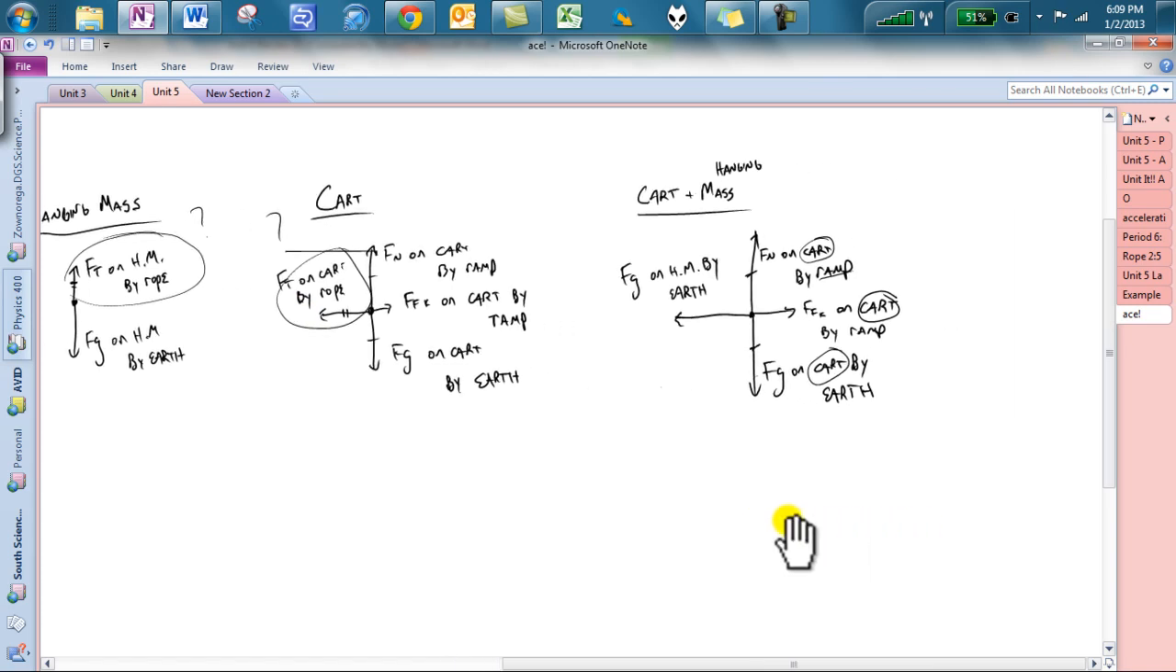However, I go on over here and I realize I have FG, which I know, right? FG on the hanging mass, I can solve that, and I have FFK, which I can solve for as well.